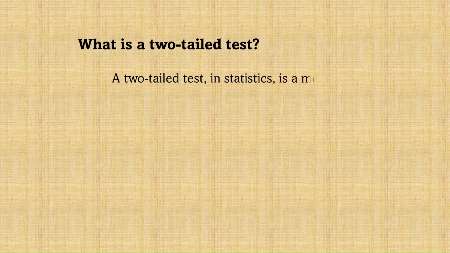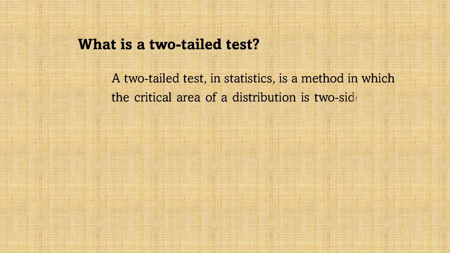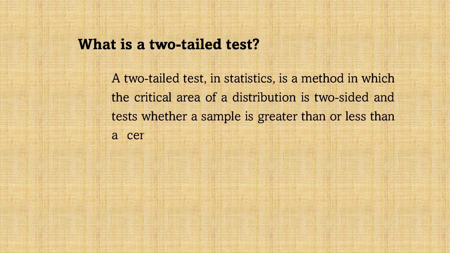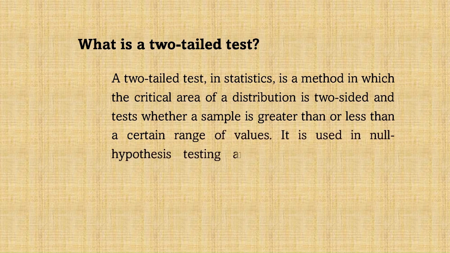What is a two-tailed test? A two-tailed test, in statistics, is a method in which the critical area of a distribution is two-sided and tests whether a sample is greater than or less than a certain range of values. It is used in null hypothesis testing and testing for statistical significance.